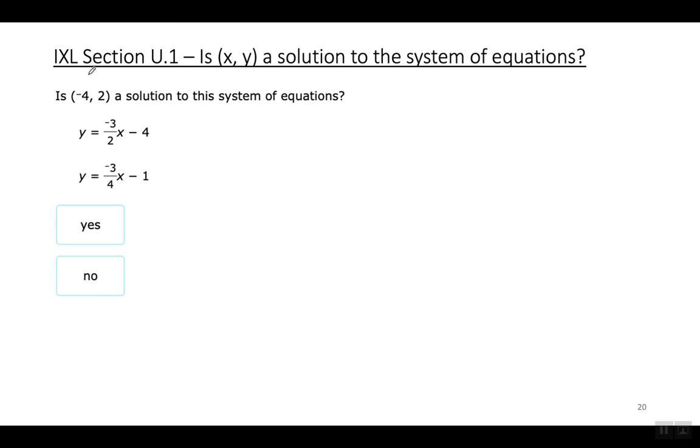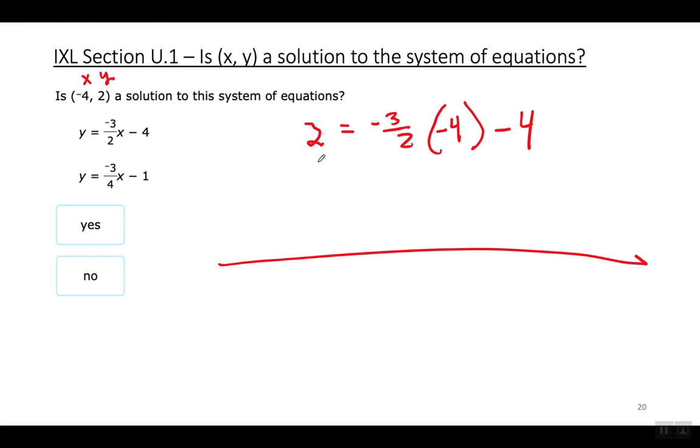So I'm going to substitute -4 for x and +2 for y. On the top, I'm going to have 2 equals -3/2 times -4 minus 4. Okay, that's going to give you 2 equals, all right, a negative times a negative equals a positive. 3 times 4 is 12/2 minus 4. 12/2, when you simplify it, gives you 6. So now I got 2 equals 6 minus 4, so 2 equals 2. So yes, the top works.